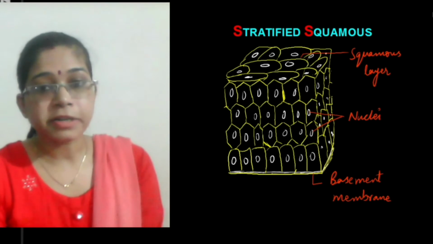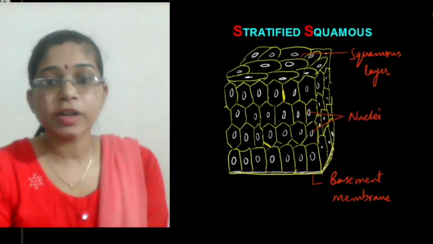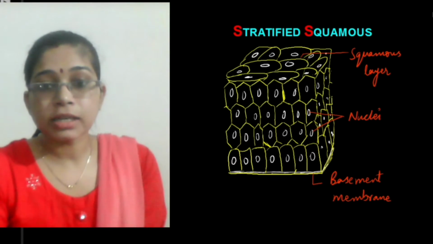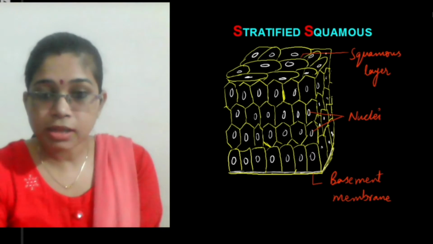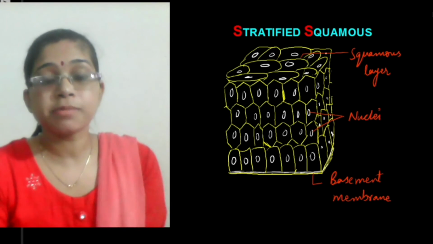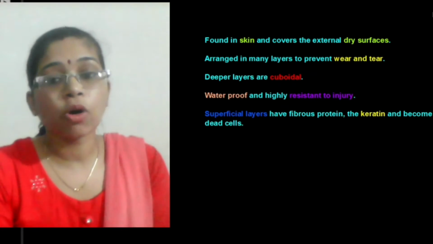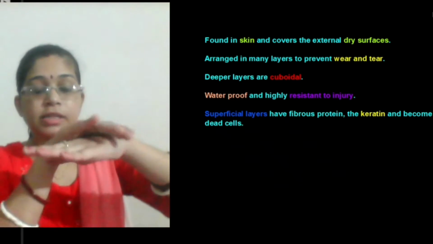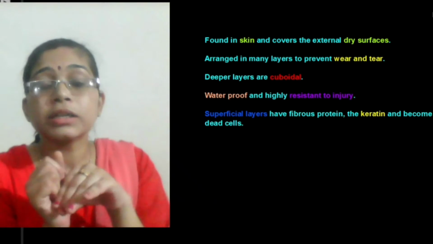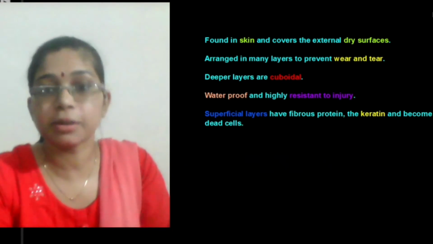The next one is stratified squamous. As you can see, there is not much difference between squamous and stratified. The only difference is that this forms layers. You can see there are many layers of cells. That is why it has got its name stratified. Strata means a layer. They are found on dry surfaces. For example, this hand is there. So on this hand, the skin, the tissue that forms a protective covering, is known as stratified squamous epithelium.